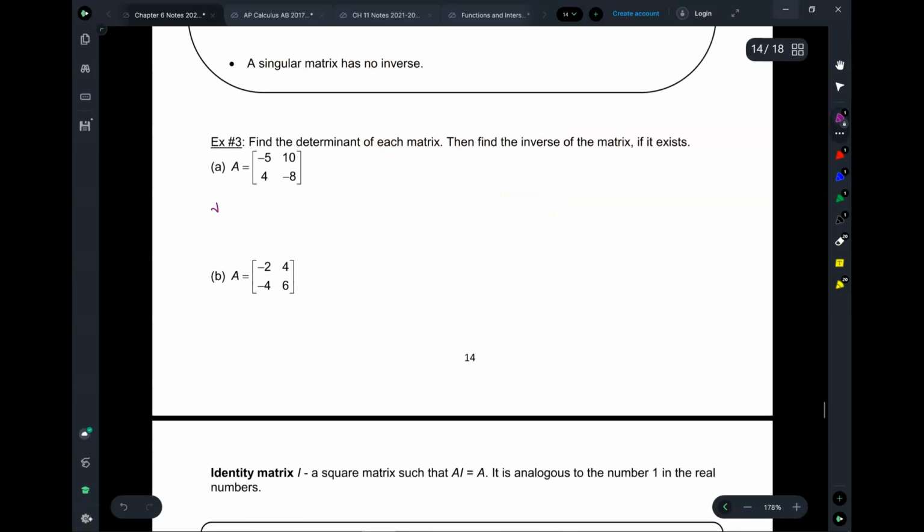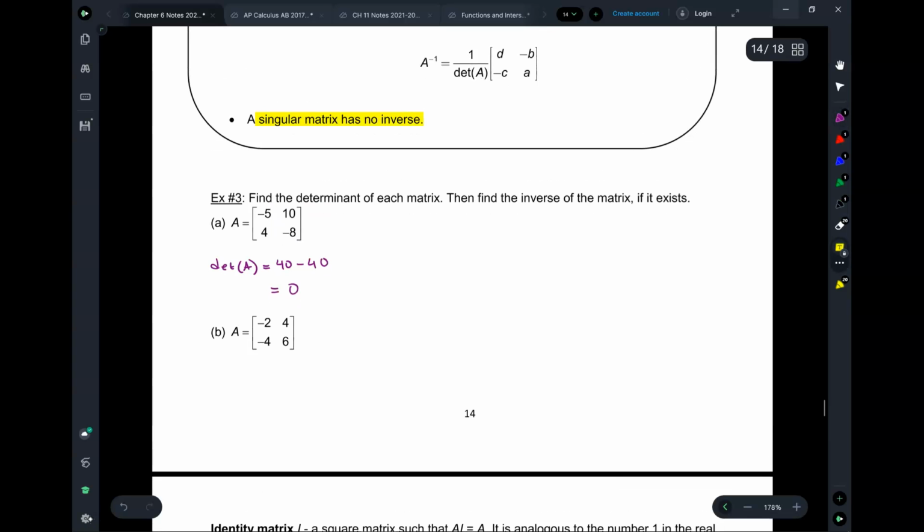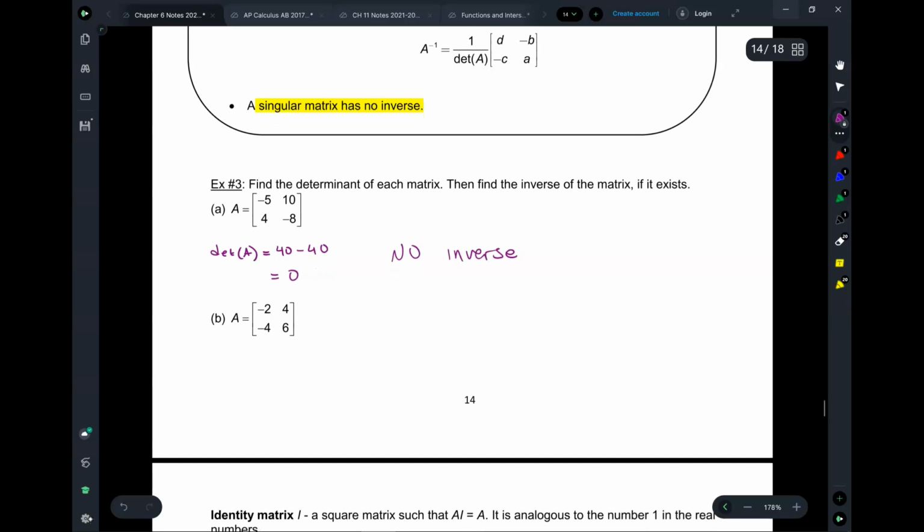To find the determinant, remember there are multiple notations for it. We're going to do this, which is positive 40 minus 40, that's equal to what? 0. But guess what? That's a singular matrix. It has no inverse. Its determinant is 0. That's fine. It just has no inverse. Are there any other methods? No. It's just a special case when it's 0.